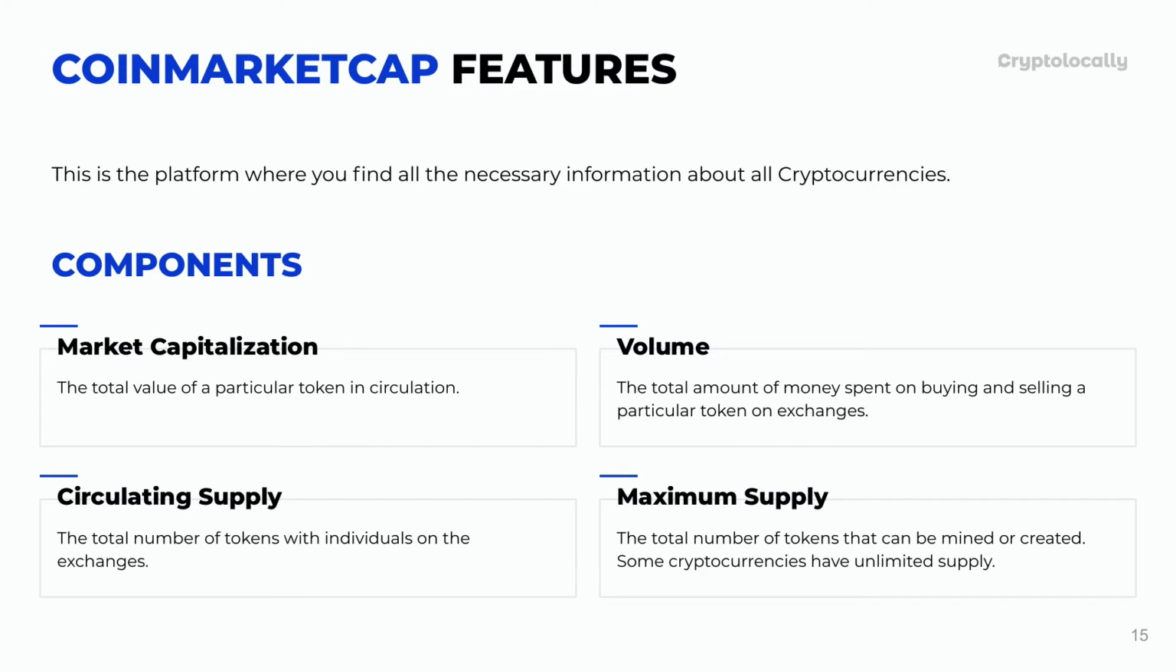So you understand that market cap is the total value of a company, volume is the total amount of money spent on buying and selling a particular token or coin or company. Circulating supply is the number of tokens that exist, for example the total number of Bitcoin that exist in the world. Maximum supply is the maximum number of coins that can be mined or created. For Bitcoin, the maximum supply is 21 million, which means they won't be able to create more than 21 million Bitcoins. There are some coins that have unlimited supply, but most of them are shit coins.